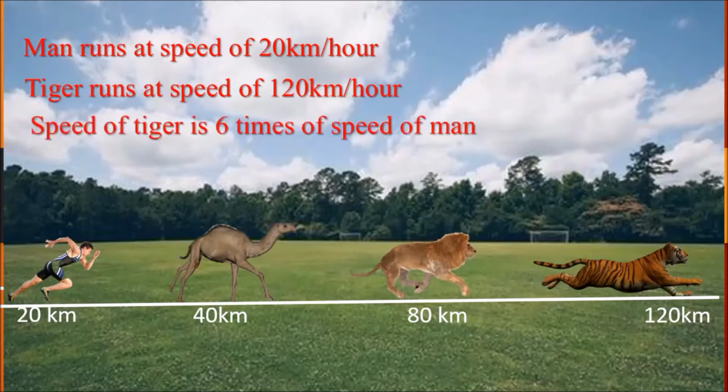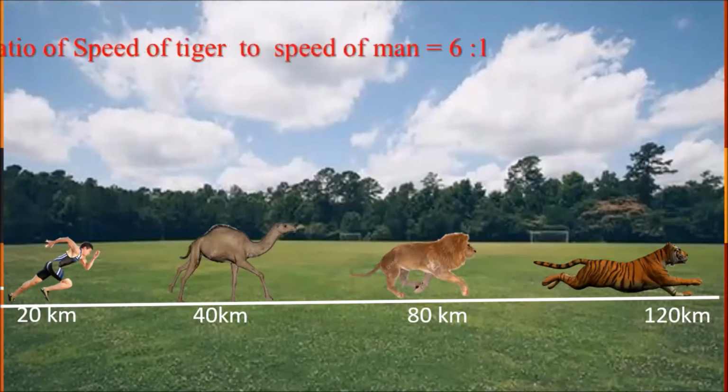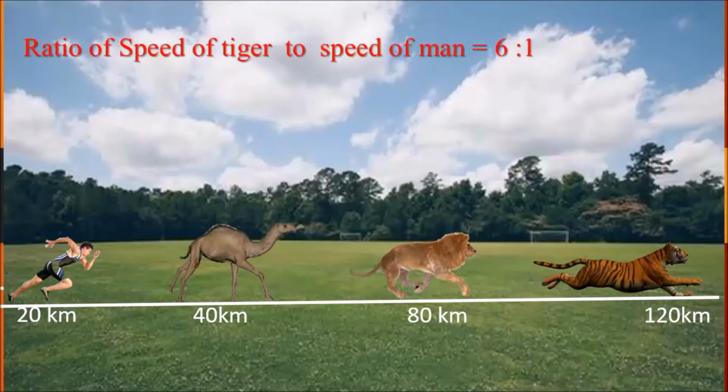Now the speed of tiger, if we compare, is 6 times the speed of man, because 120 is equal to 6 times 20. So the speed of tiger is equal to 6 times the speed of man. Now we write the ratio of speed of tiger to speed of man is 6 to 1. So this is the meaning of ratio. When we compare two quantities, we use the word ratio in mathematics and we use the symbol colon.